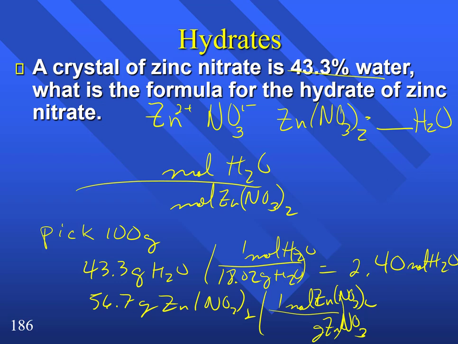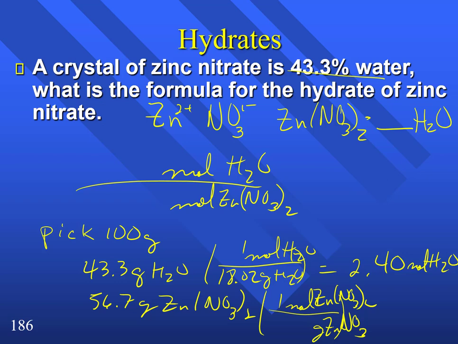1 mole is, zinc is 65 point, did you say 39? Yeah, there's a few places where our periodic tables differ. 65.39 plus 2 nitrogens, 28.02, plus 6 oxygens. This time it is 96. I admit my mistakes. I learned from them too.